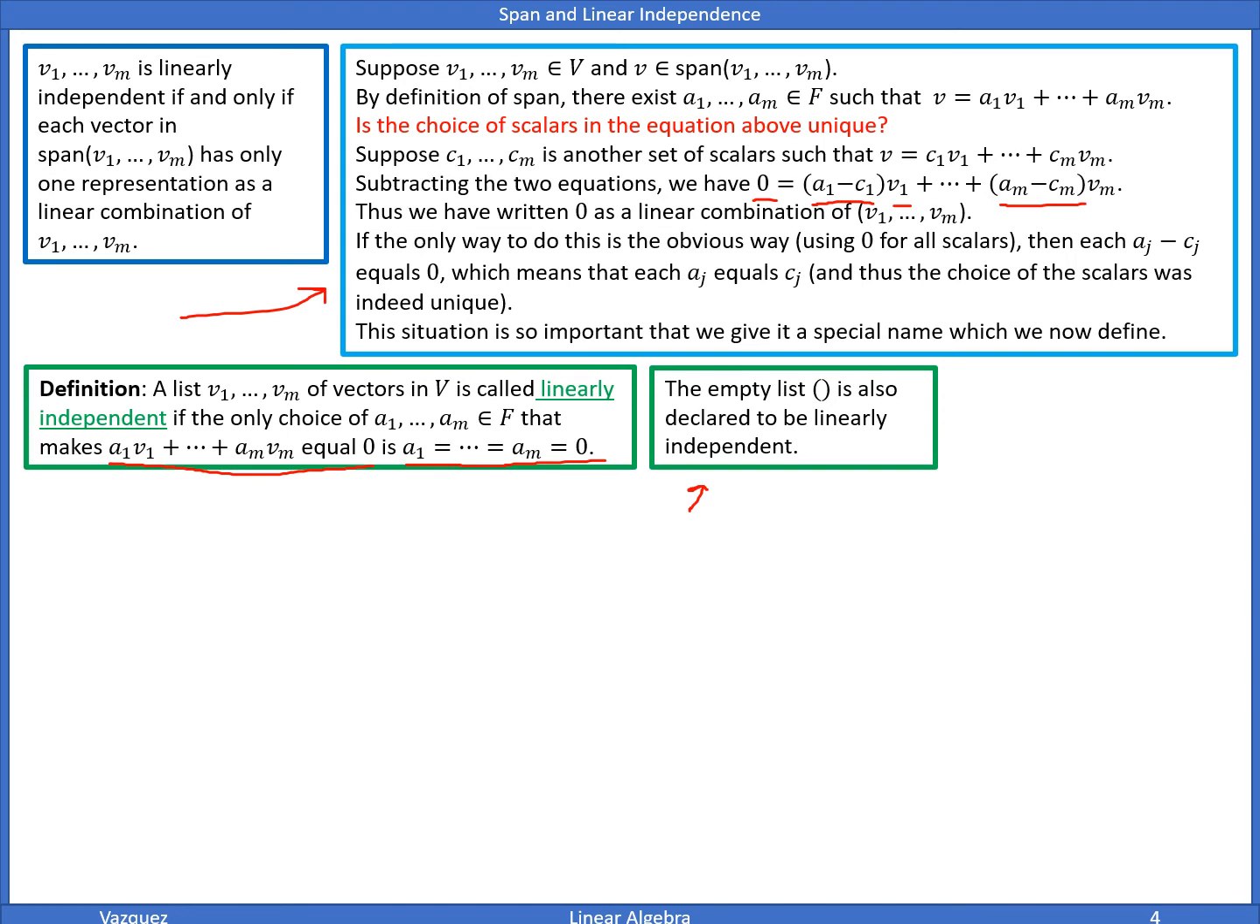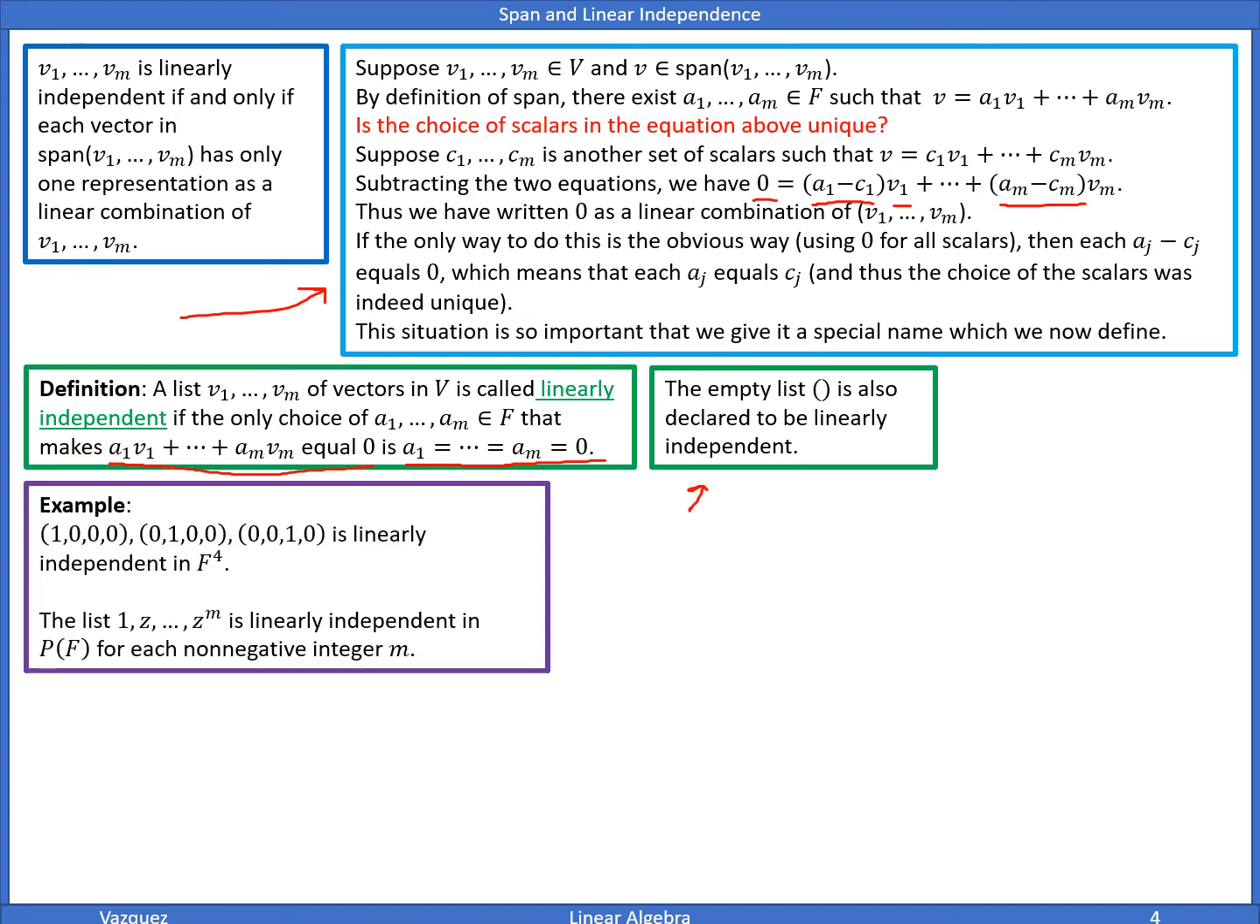So that reasoning shows that each vector in the span of vectors V1 to Vm has only one representation as a linear combination of those vectors. We're going to be looking at examples of linearly independent lists. So these three vectors are linearly independent, but they don't span F4. A little example: you can't make the vector of all ones in F4 with just a linear combination of these three vectors. You can try it out if you like, or you can just believe me for now, because we're going to be dealing with something similar soon.